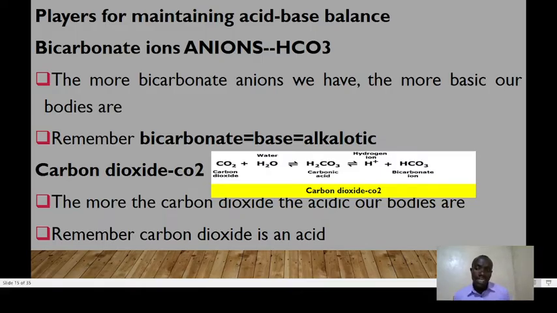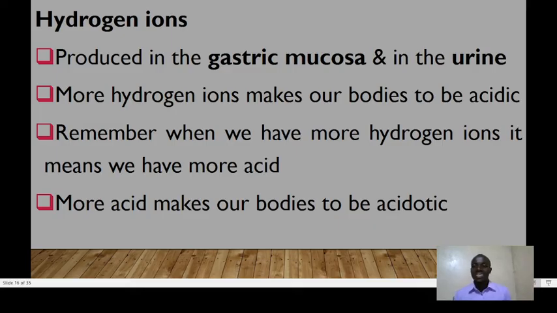Number two player is carbon dioxide. The carbon dioxide, guys, remember, normally combines with water to form a weak carbonic acid that can easily dissociate into those different elements. The presence of this carbon dioxide means that our bodies are going to be more acidic, from the word carbonic acid. Okay, so remember, carbon dioxide is an acid.